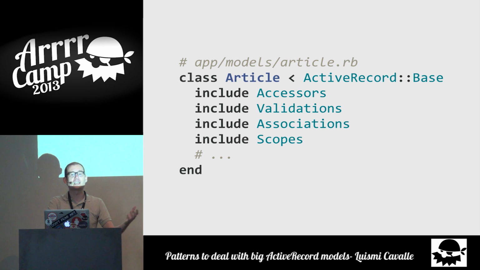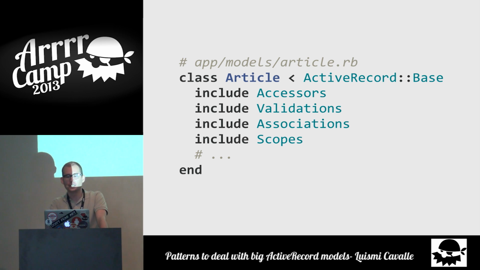The second problem is that these modules will probably include logic that is part of the basic nature of an article. For instance, I can imagine that in the validations module, we will have something like validates presence of a name. And of course, an article has to have a name. That's part of the basic nature of the article. And probably you would prefer to put that as close as possible to the real article, to the real class.